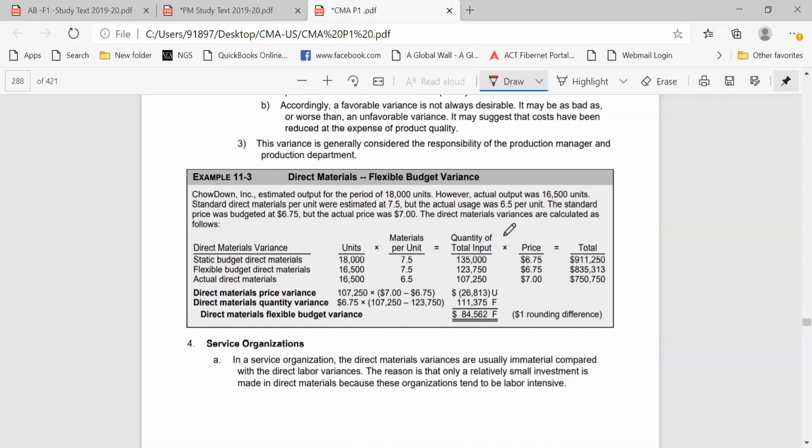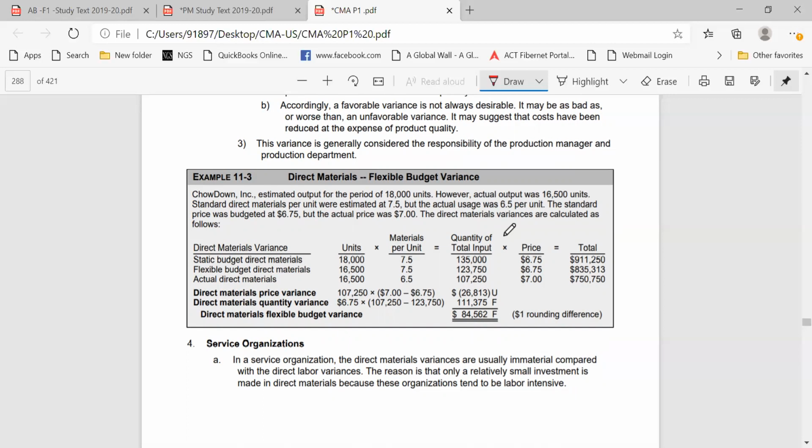The estimated output for the period is 18,000 units. However, actual output was 16,500 units. Standard direct materials per unit were established at 7.5, but the actual usage was 6.5. The standard price was budgeted at 6.75, but the actual price was 7.